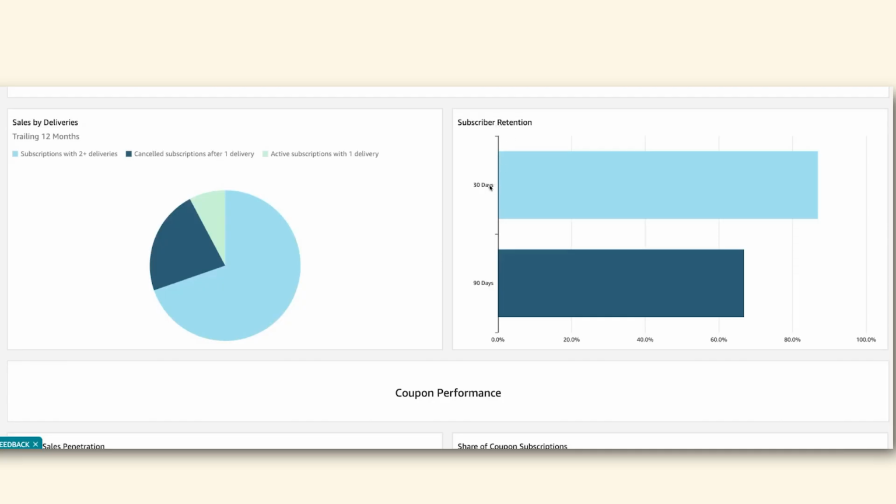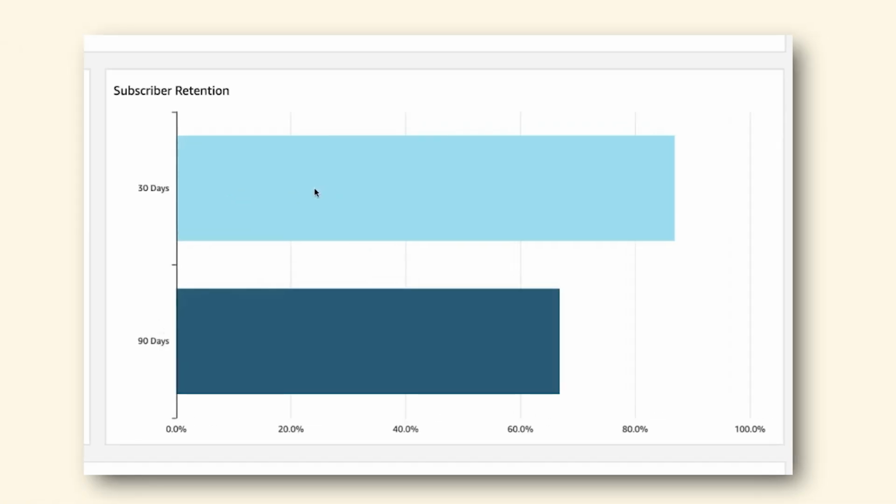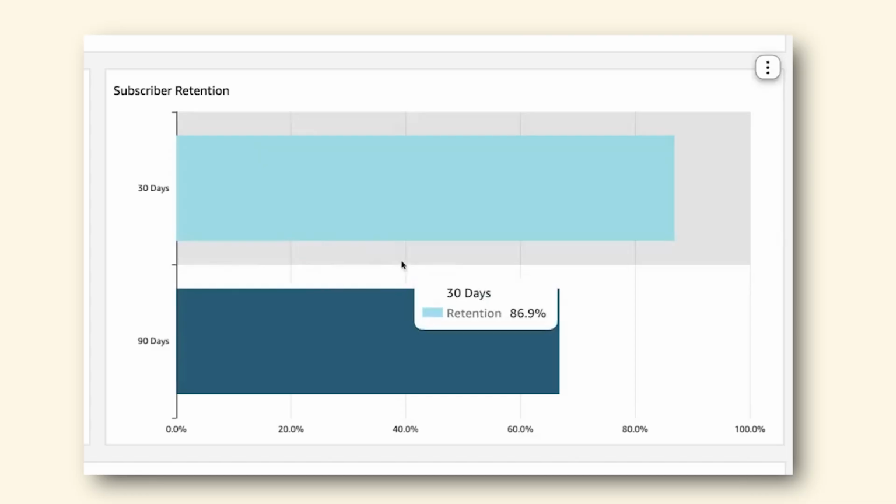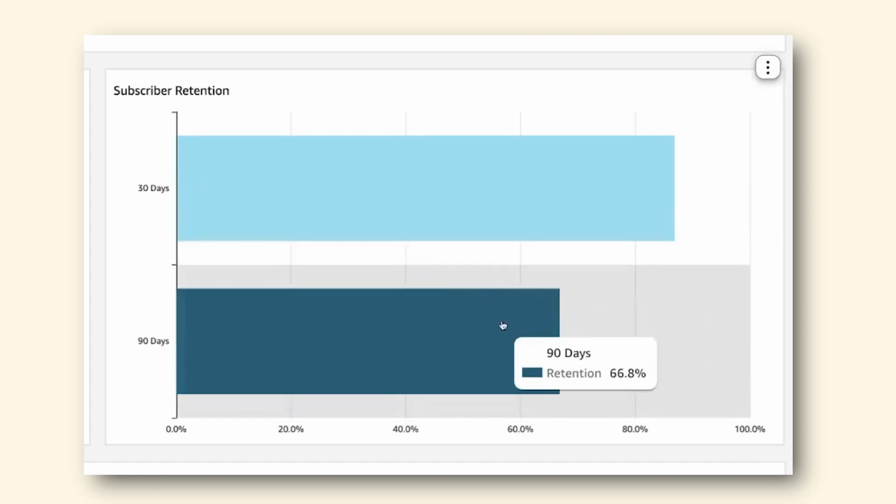The 30 days, these are people who make it past the first cycle, and the 90 days, these are people who are actually sticking. 30-day retention is high. Most people subscribe, make it past the first delivery. So you'll see over here, 86.9% of people make it past the first delivery. And then at 90 days, you'll see the retention is 67%. Still high, but that's when you start to get some more cancellations, and it's normal.